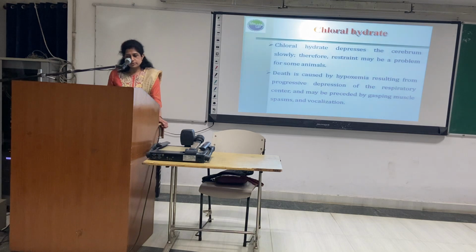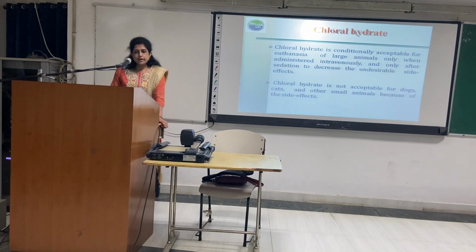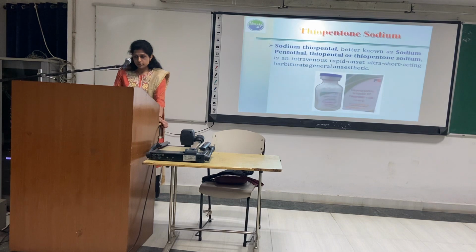Chloral hydrate depresses the cerebrum slowly. Therefore, restraint may be a problem for some animals. Death is caused by hypoxemia, resulting from progressive depression of the respiratory center, and may be preceded by gastric muscle spasm and vocalization. Chloral hydrate is conditionally acceptable for euthanasia of large animals only when administered intravenously and only after sedation to decrease the undesirable side effects. Chloral hydrate is not acceptable for dogs, cats and other small animals because of the side effects.